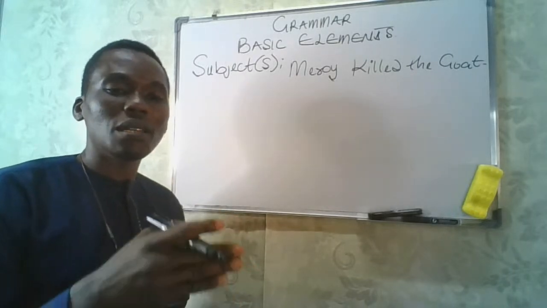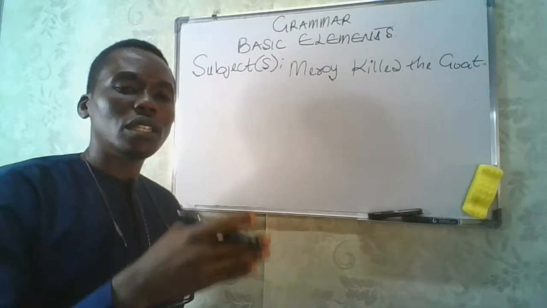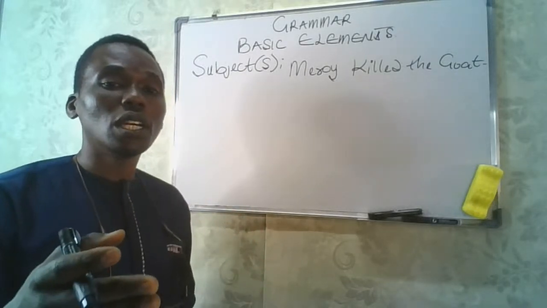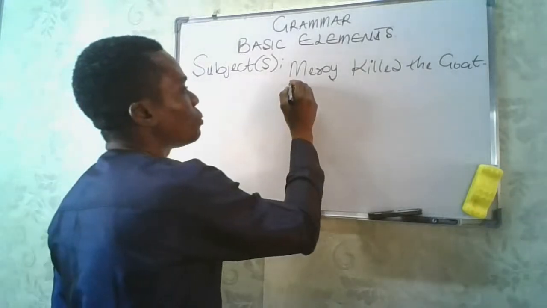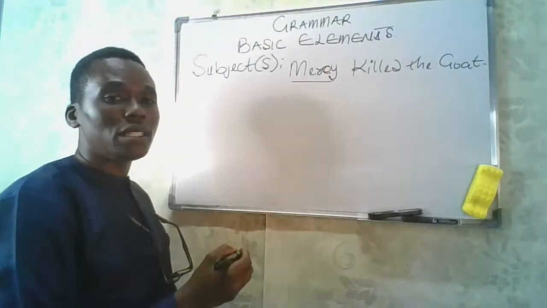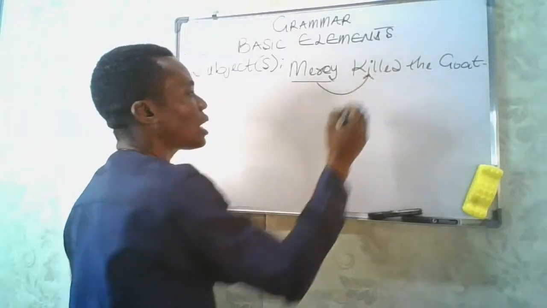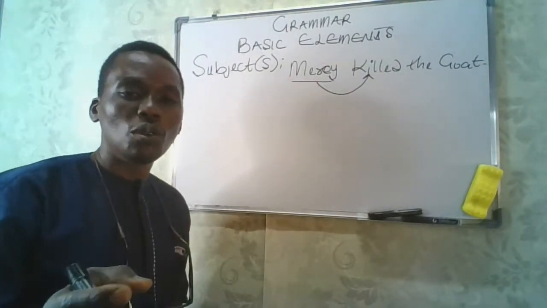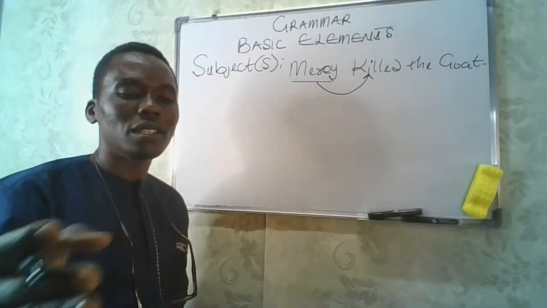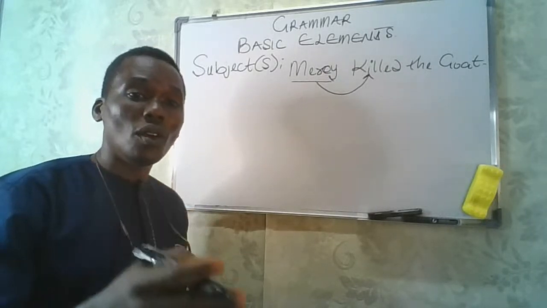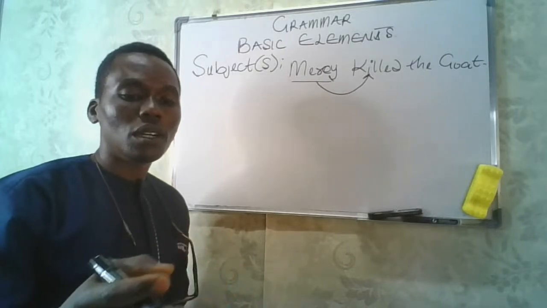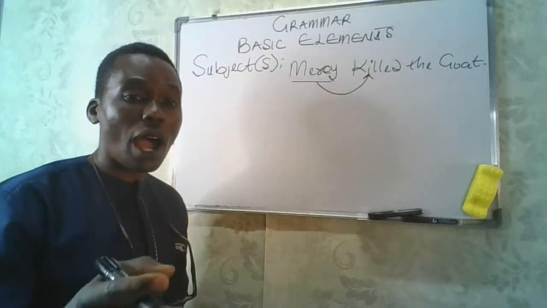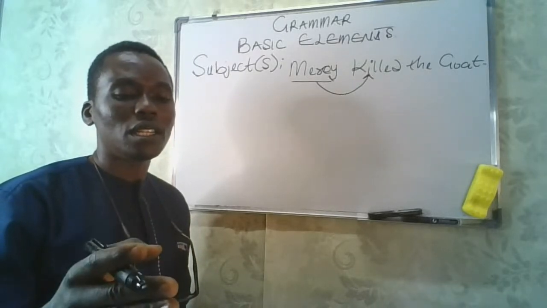The subject is a person or a thing or a place, and it has to do with the one that carried out what? The action. So that should be what? Mercy. And what did Mercy do? Mercy carried out this action. She killed the what? The goat. So Mercy is the subject. Why is kill a what? A verb in that sentence. So we are talking about the subject and how to isolate subjects in any sentence.